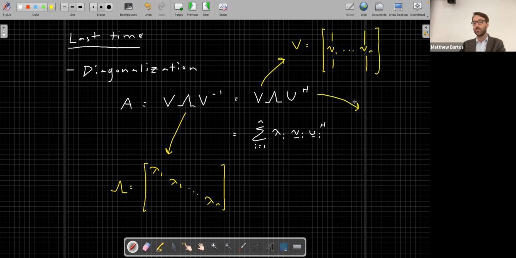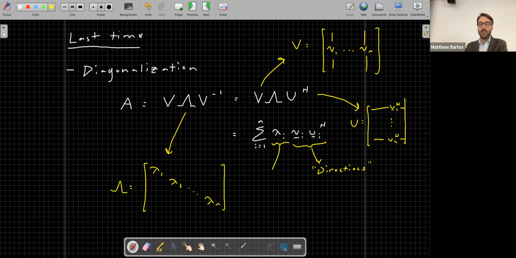And our U Hermitian is equal to V inverse, and it is equal to a stacked row matrix of our left eigenvectors. So U1 Hermitian all the way through UN Hermitian. And we also showed how this matrix product can be thought of as a sum of outer products of the eigenvectors of A. So it's a sum of scaled outer products where these are essentially the different directions associated with the linear transformation, and the lambdas are the energies or magnitudes associated with each one of those directions.